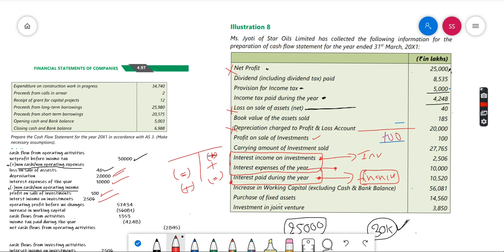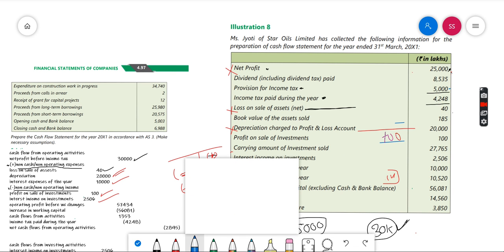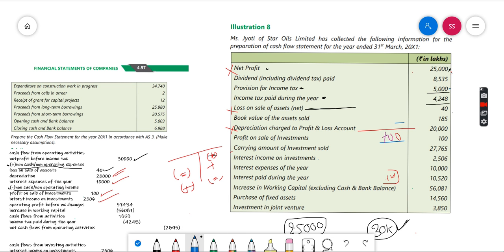So in simple words, interest income on investments and interest expenses of the year will be considered in the non-operating and non-cash expenses and incomes. These two will be considered in the operating activities, so while doing this you will consider these two. But interest paid won't be considered while doing non-cash and non-operating items; it will be considered only in the financing activities. Right? Okay.